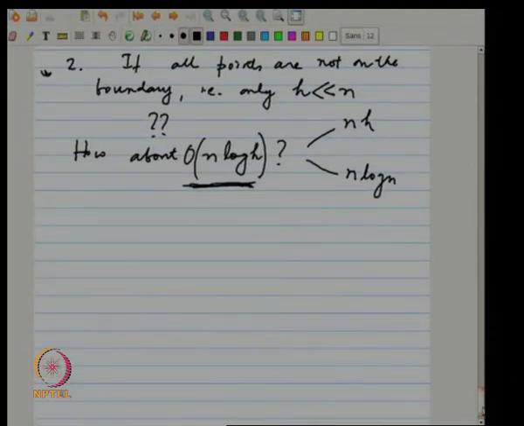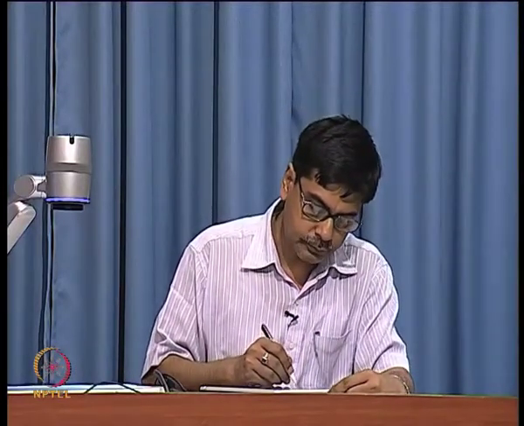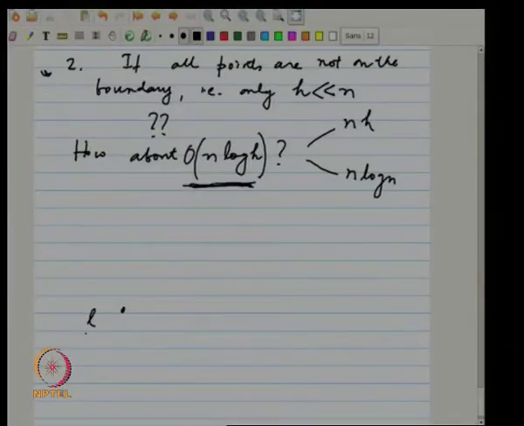Historically there was a very well known algorithm for convex hulls, and that is a very simple idea. What it does is it identifies the leftmost point. Again, let us look at only upper hulls. And the rightmost point.